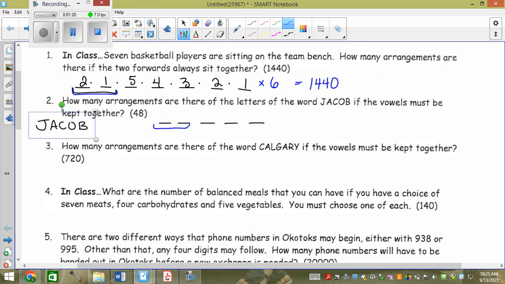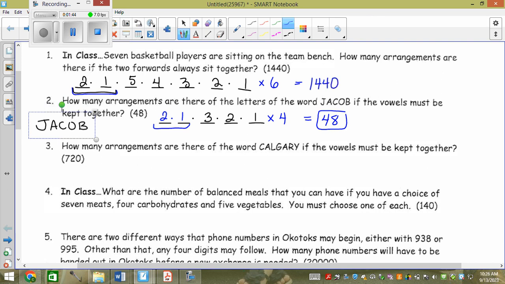So I hook them together at the front, and I get 2 and then 1. Then how many do I have left? 3, 2, 1, and am I done? No. If it says vowels together at the front, would I be done? Yeah. But it doesn't, so I have to still multiply by 4. I can move between those spaces, so I get 48.